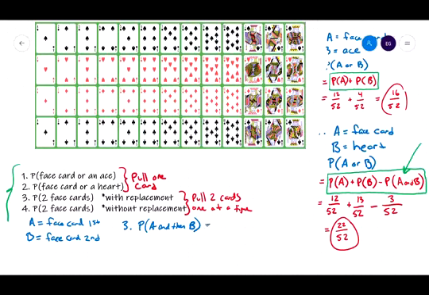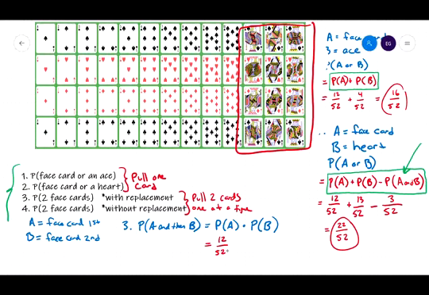Well, that should be the probability of A times the probability of B. And so let's look at the first outcome, the probability of A. Well, there are 12 face cards in a deck out of 52 total cards.